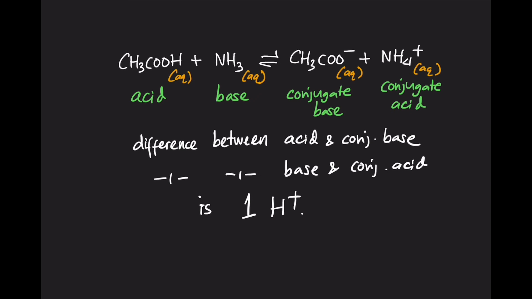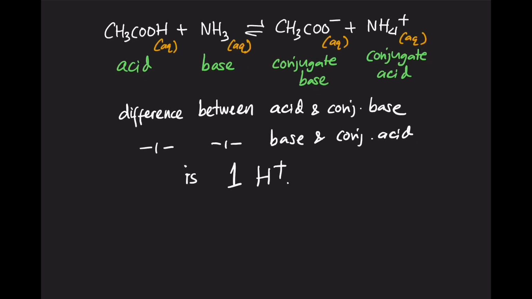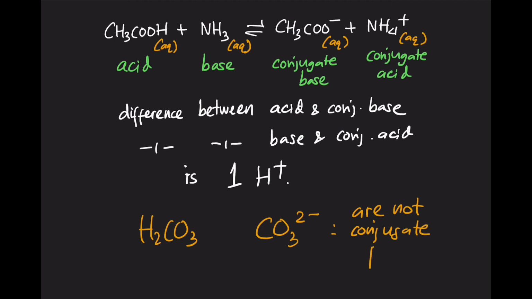So if you see compounds where you have more than one H+ difference, for instance H2CO3, which is carbonic acid, and CO3 2-, these are not conjugate pairs. Why is that? Because as you can see, the difference is 2 H+. H2CO3 lost 2 H+ to become CO3 2-, so these are not conjugate pairs. For conjugate pairs, the difference between them is only 1 H+.